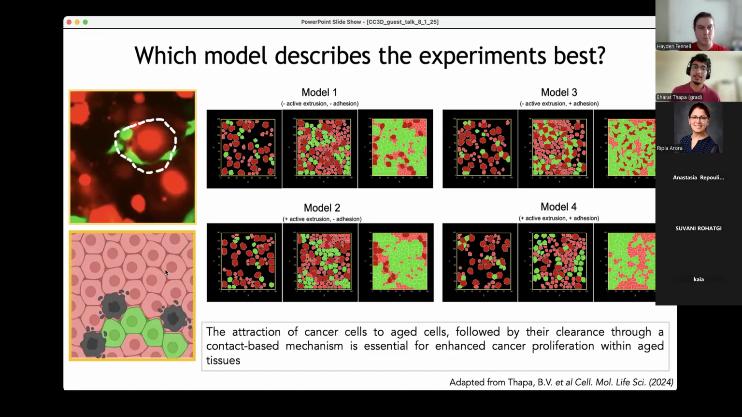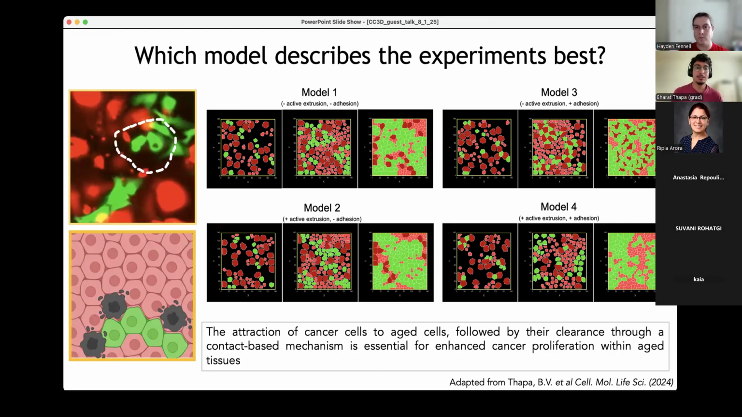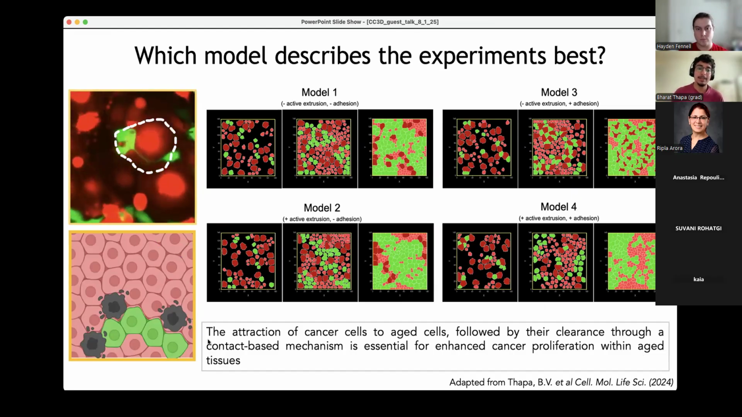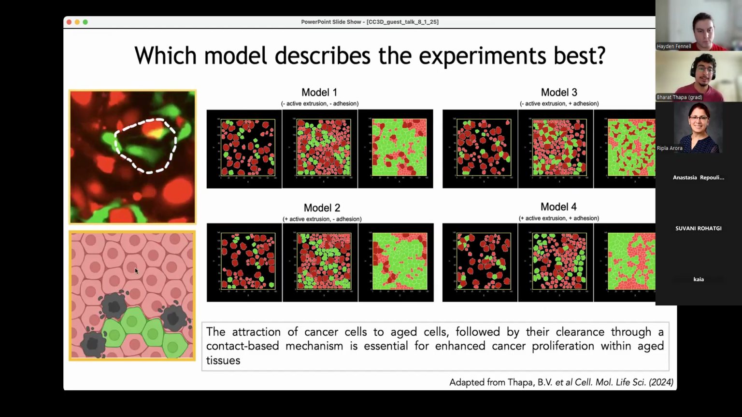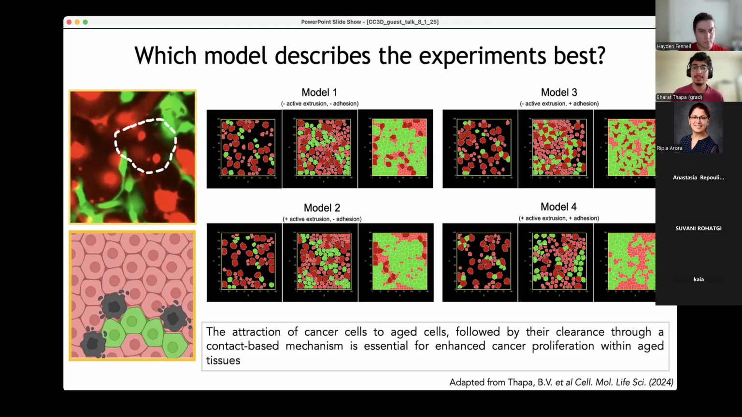This is a summary slide. This is what we started with on the experiment side. We saw cancer cells making these contacts with senescent cells, kind of killing them. So we thought it's the perimeter-based or contact-based model of clearance of cancer. We implemented different models. I've taken the snapshots here and tried to make it easy for you guys. Model 1, where there was no active extrusion or perimeter rule, there was no adhesion rule, and this is what we get at the end.